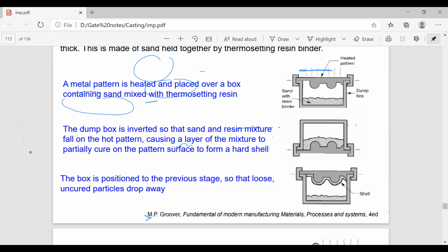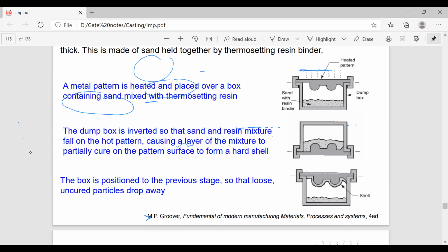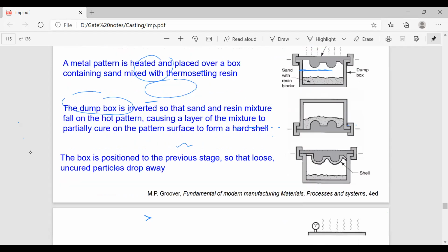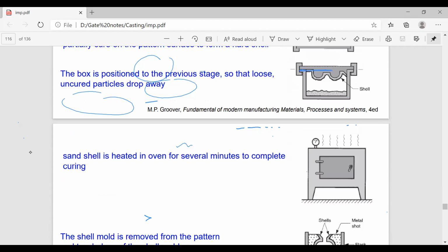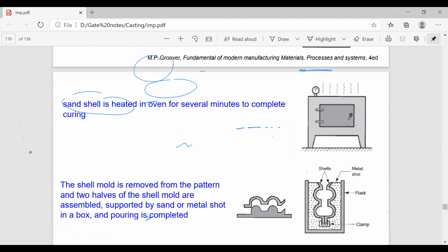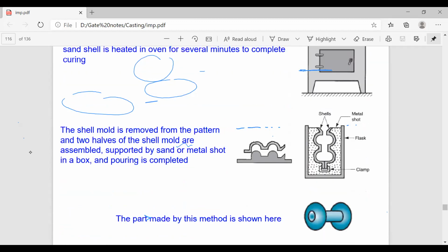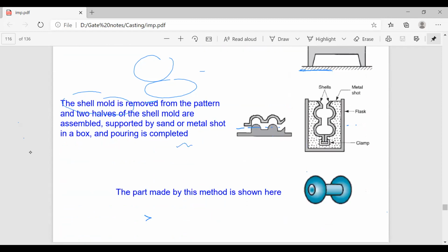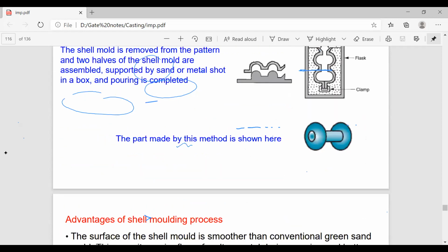The particles of the sand will stick to the heated pattern, right? So in this way we will get a mold. Similarly, we can do it for the other stage, and in this way we will get a complete mold. Now if we pour the molten metal, we will finally get a part like this. So this is basically shell molding.